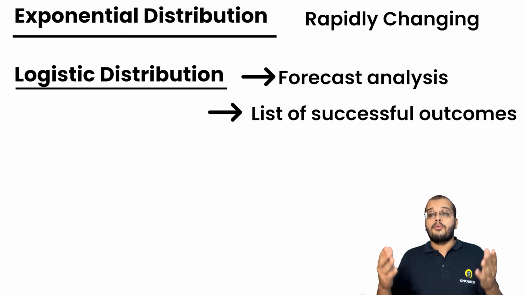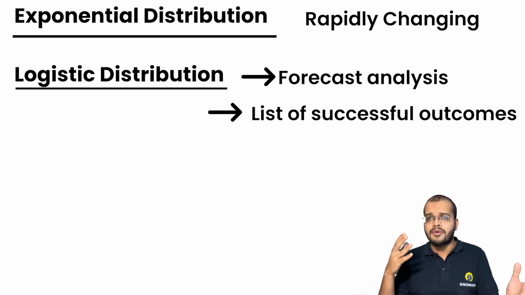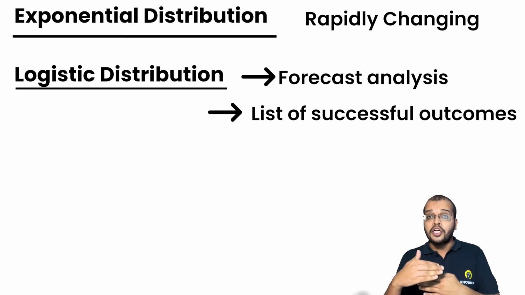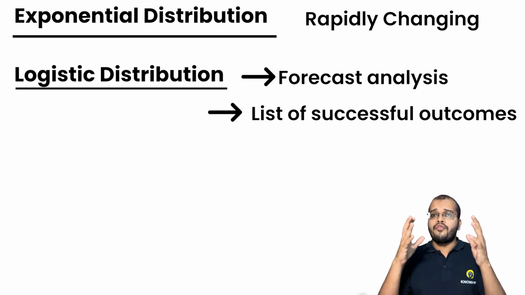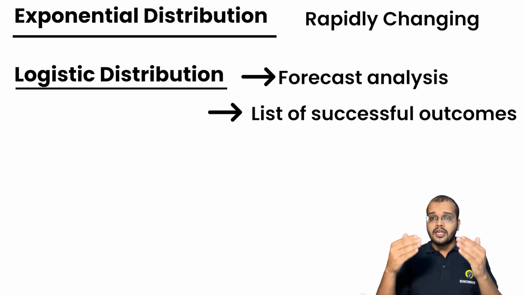Even in the projects that we are working on, if we have data such as region information, weather information, longitude and latitude data, and we want to do some analysis on that kind of data, then we use this logistic distribution in the projects. So these are the different types of distributions we have in data science.